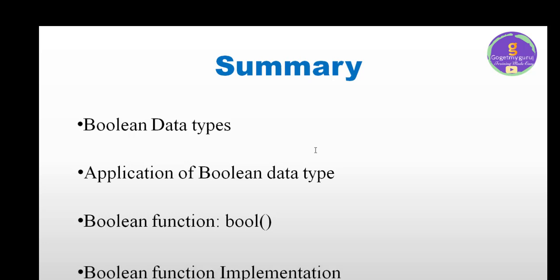And in the last we saw the Boolean function implementation. We took an example of comparing ages. We used an if statement. If the age is greater than, if the Boolean function returns true, print this, or else if the Boolean function returns false, print another statement. I hope all of you are clear with all the concepts of Boolean data type.